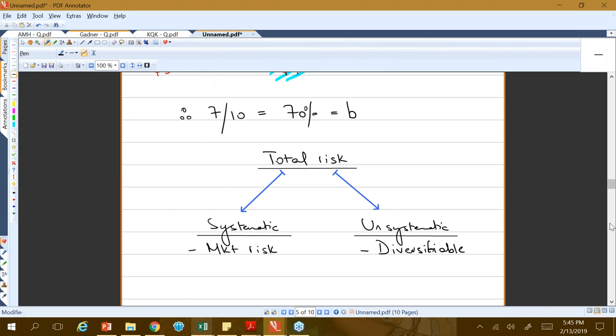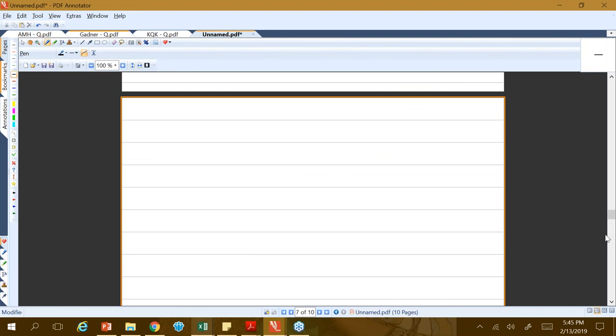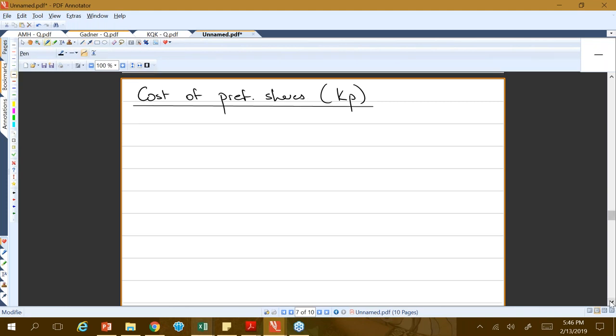Now, next thing, let's just quickly wrap this up before we go into a question. We need to find the cost of preference shares as well, which is the KP. So, the cost which a business pays for raising preferred capital. This is really, really simple because KP is the fixed dividend over the market price of the preferred share. And that's it, nothing else. A very, very simple calculation. Fixed dividend over market price of the preferred share. That's it.